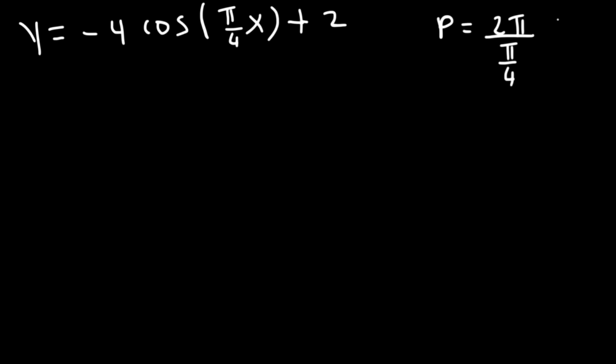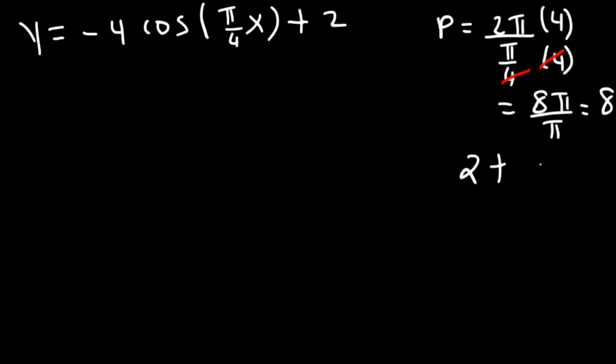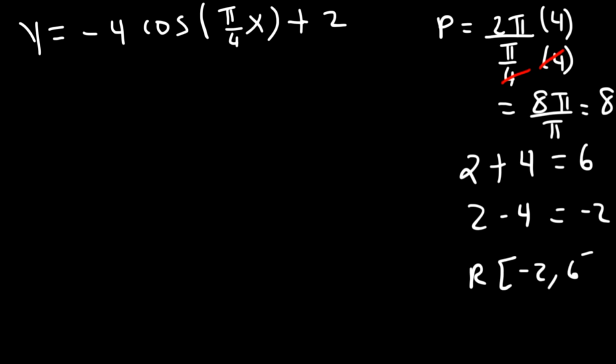Now to simplify this complex fraction, let's multiply the top and the bottom by 4. If we do that, we can see that on the bottom the 4's will cancel. On top, 2 pi times 4 is going to be 8 pi, and we still have a pi on the bottom. So the period is therefore equal to 8. Now for the vertical shift, we could see that it's positive 2. So let's add the amplitude, which is 4. So that's going to be the upper limit of the graph, that's 6. And if we subtract 4, we get the lower limit. So the range is going to be from negative 2 to 6.